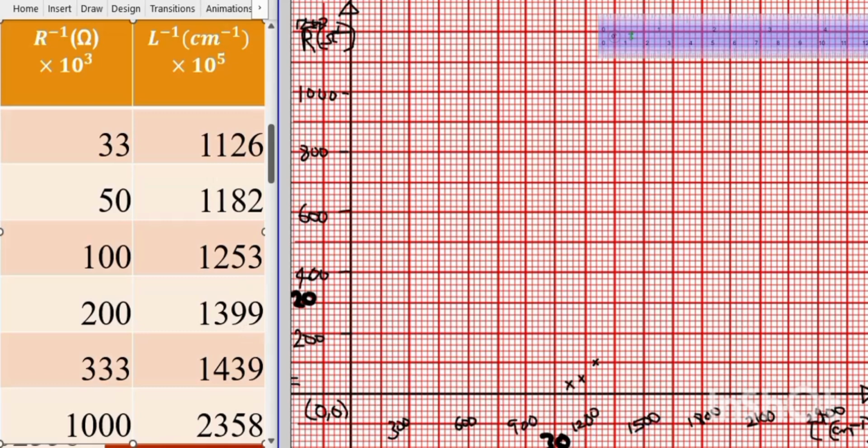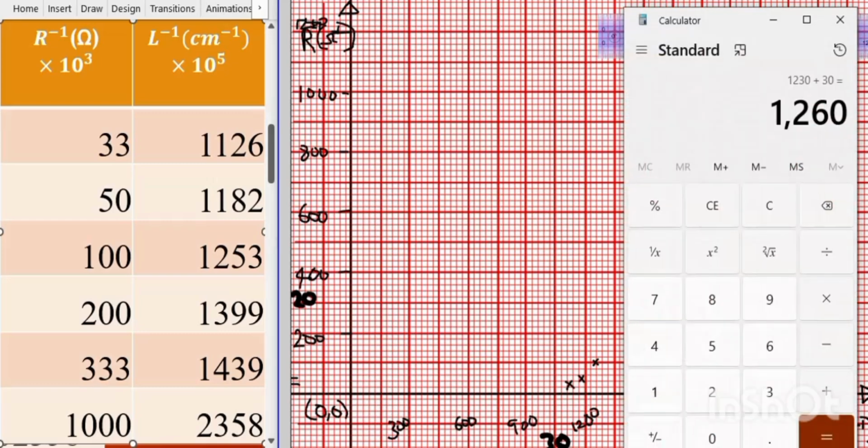Let's quickly see what we're going to do. This is 1200. Let's start adding 30 and see how many we're going to add in order to get to 1399. We have 1200 plus 30. 1, 2, 3, 4, 5, 6. 1380. We are close to 1399 now.